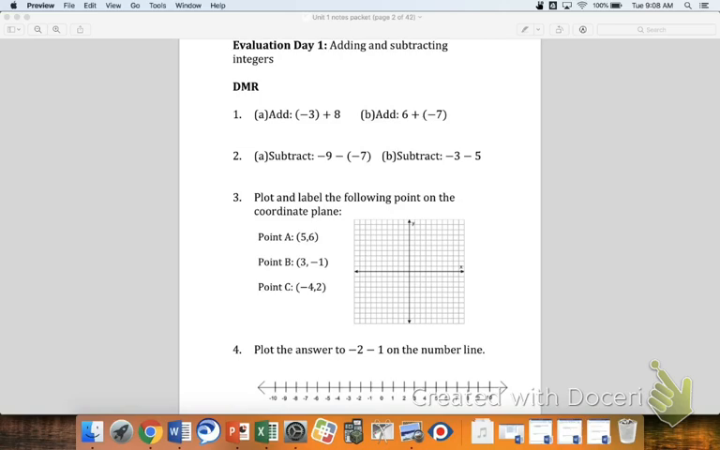Okay, so the first one says add negative 3 plus 8. That would be 5. B, 6 plus negative 7. That would be, you guys shout it out, do you know it? Negative 1. Negative 1 is correct. That's excellent. Does anybody have any thoughts or questions on 1A or 1B at all? We're adding integers here, adding positive and negative numbers.